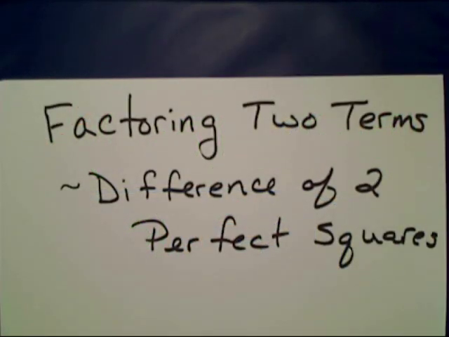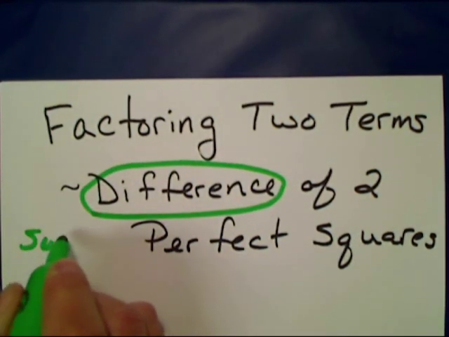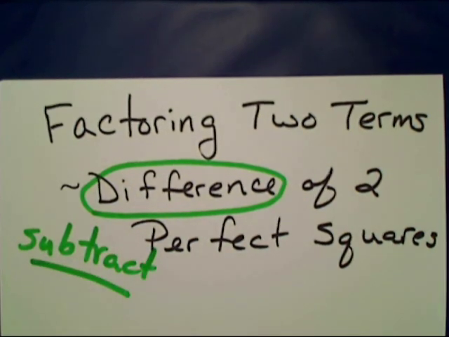To factor, I always start off by looking for the greatest common factor. After that, I count how many terms I have. If I have 2 terms, I'm always looking for the difference of 2 perfect squares. Now, in order to know what I'm looking for, I need to know what those words mean. In math land, difference means subtraction. So I'm looking for a subtraction of 2 perfect squares.